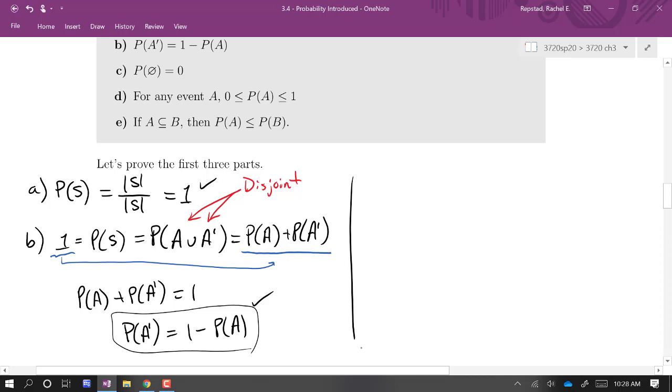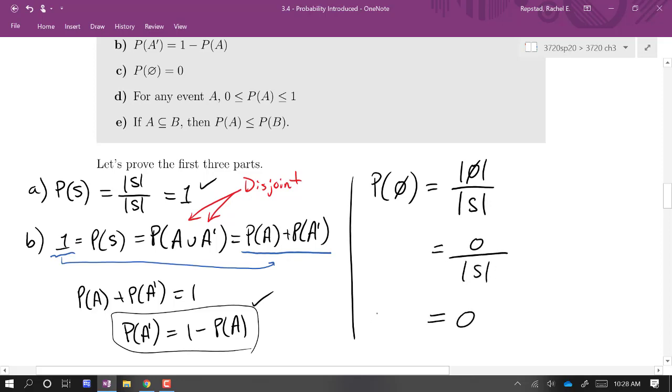And then the third result, the probability of the empty set. The probability that nothing happens is 0. And this just follows directly from the definition of probability. So it's going to be the size of the empty set divided by the size of S, which is 0, divided by the size of S, which is, of course, 0.